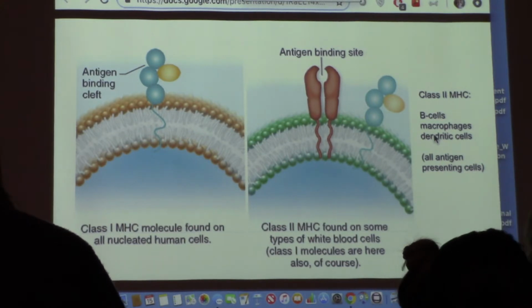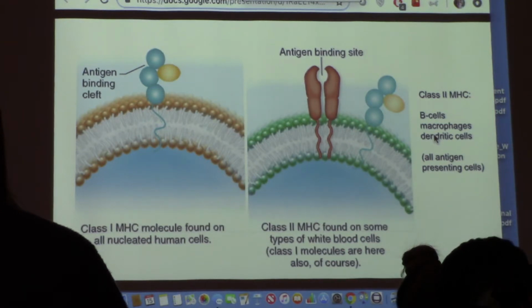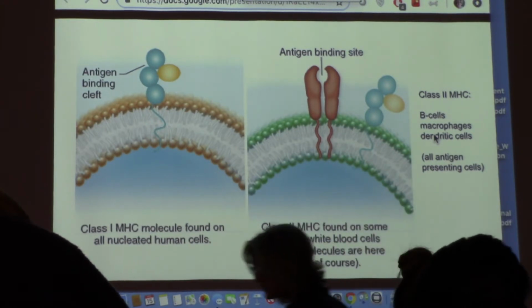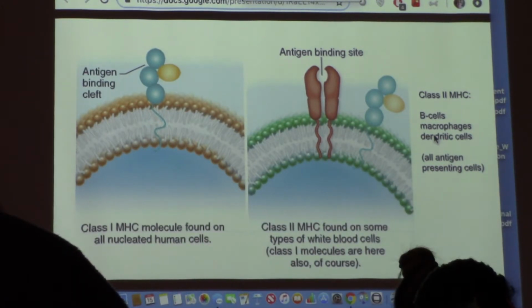If you're a kidney cell, you're a professional kidney cell. You're not a professional antigen presenter. So when we say professional antigen presenter, we're saying that presentation of antigen on the surface is actually their job. That's the reason they exist, to present antigen to other cells in the immune system. Okay. So hold that thought because we're going to come back to it in a minute.